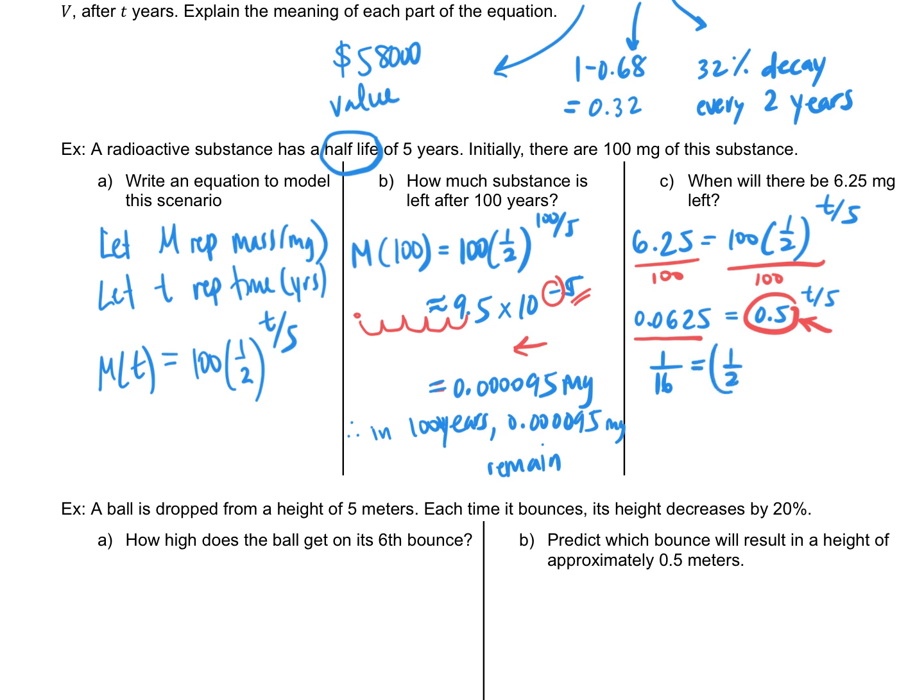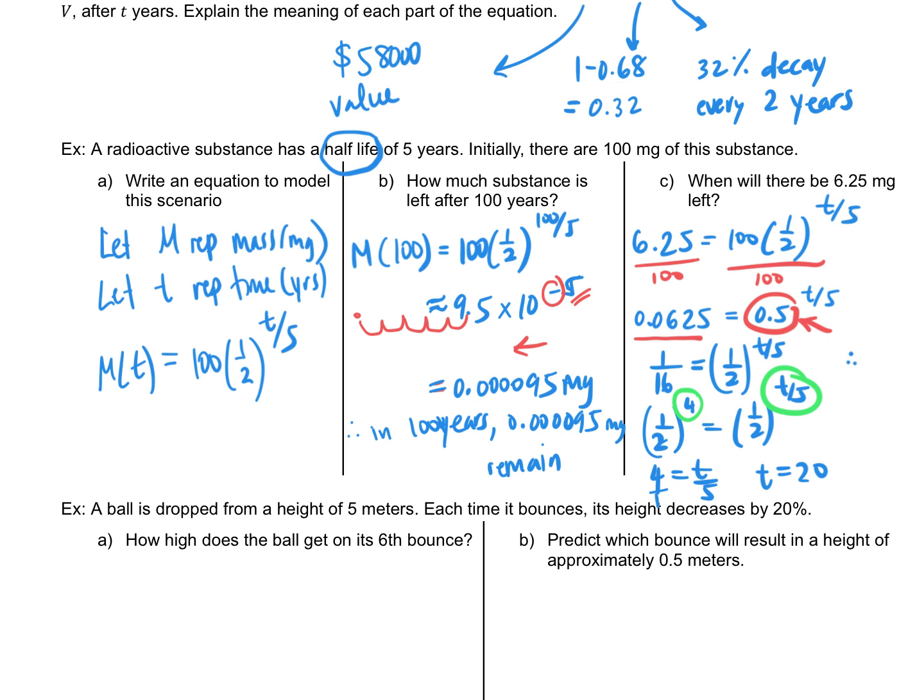over 16. And if you get that, that avoids the guess and check, because 16 can be written as 2 to the power of 4, which means 1 over 16 can be written as a half to the power of 4. And now that my bases match, I can set the exponents equal to each other. So 4 equals t over 5. And then when we put the 4 over 1 and cross multiply, we get t equals 20.